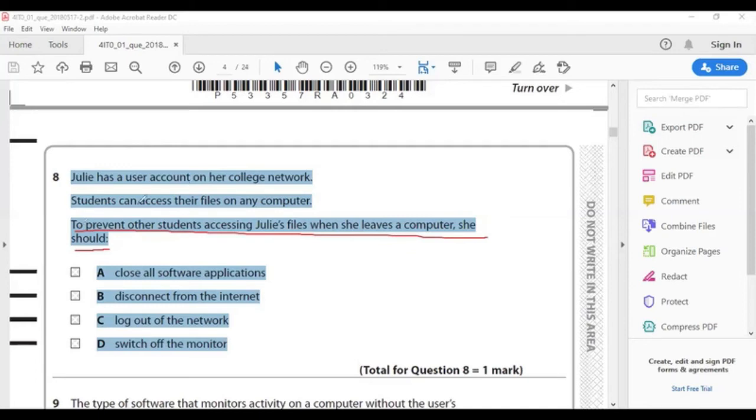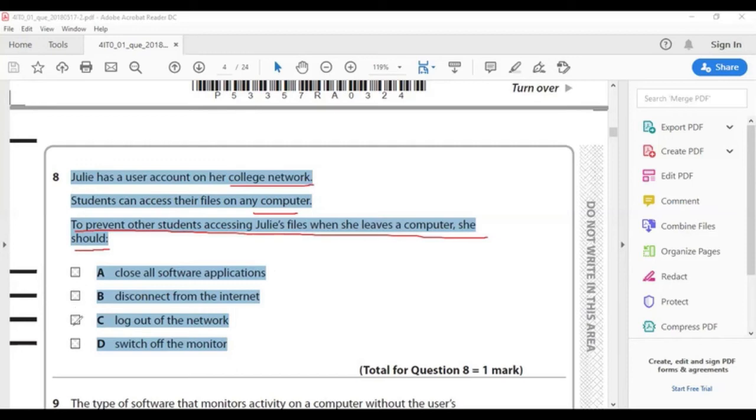So basically, you need to understand what the question is. Julie is a student. She is using a computer over a college network, and to prevent other people from accessing her files when she leaves the computer desk, what should she do? A, close all software applications. B, disconnect the internet. C, log out of the network. Or D, switch off the monitor. C, sir. Yeah, that's the right answer.